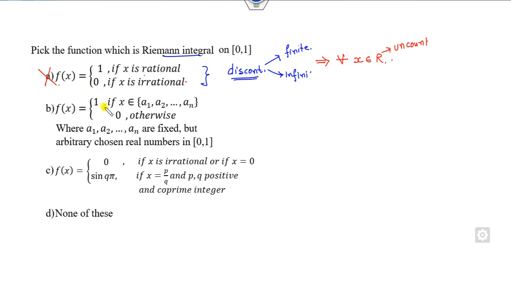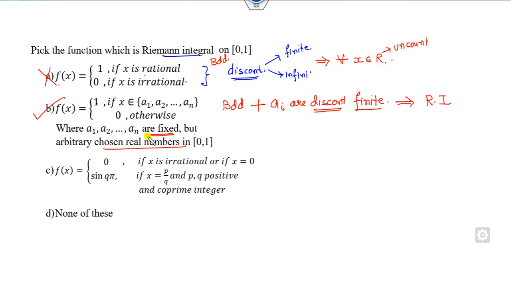Second part: if f of x is, clearly it takes values 1 and 0, so it is bounded. And if x belongs to the A_i, which are fixed but chosen arbitrarily, what does this mean? Also the A_i are discontinuous points, but they are finite. So if the discontinuities are finite, what does it mean? It is Riemann integrable.